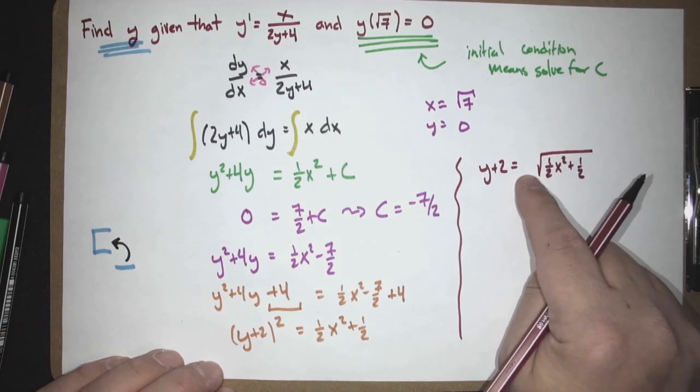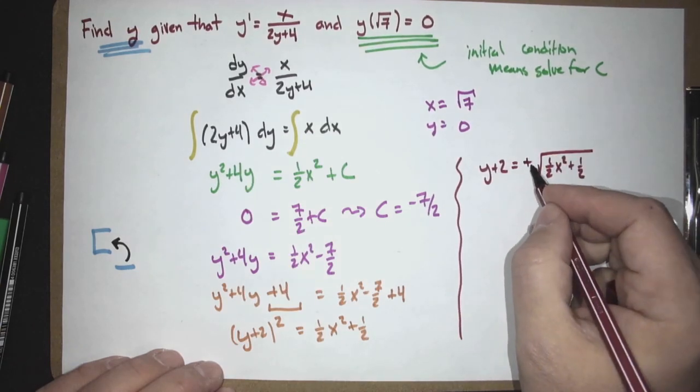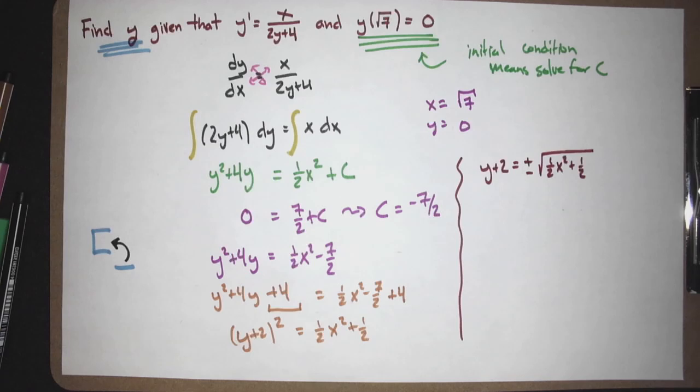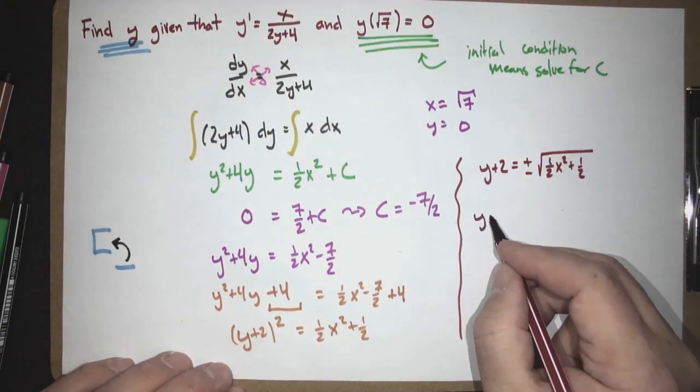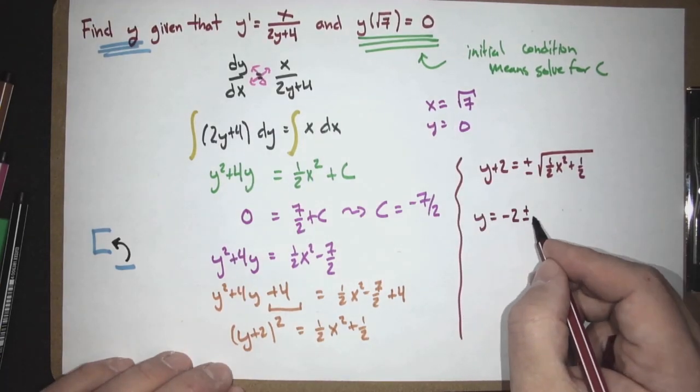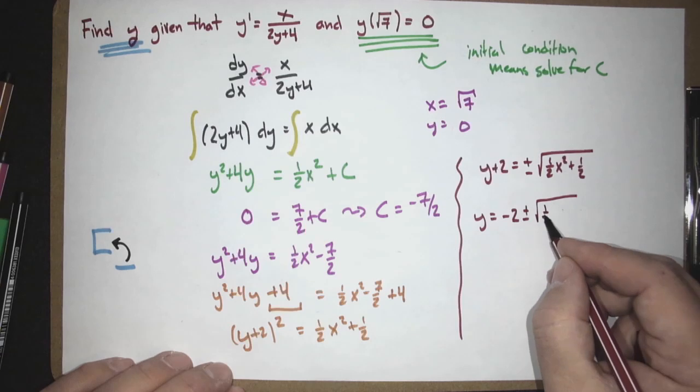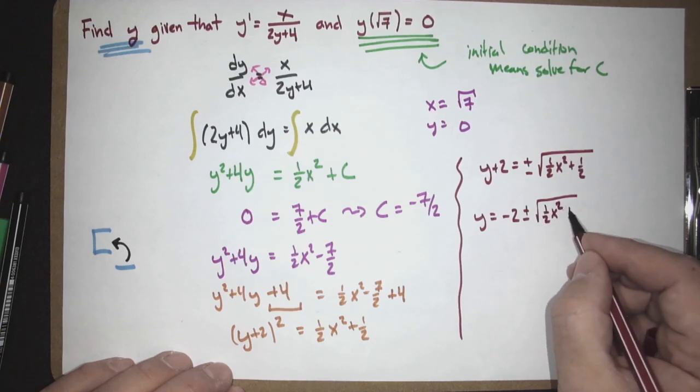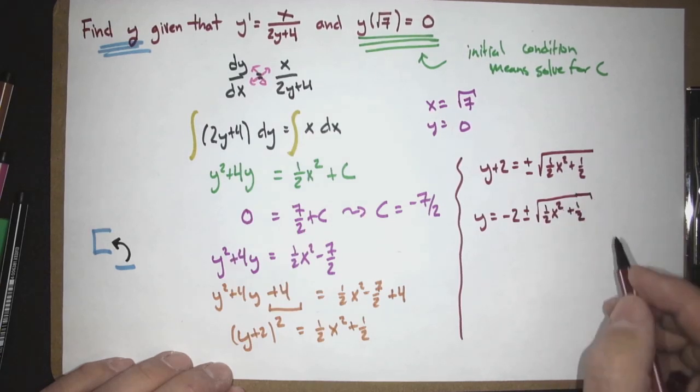But if you take a square root, there's 2 possibilities. Plus or minus. Now what? Subtract 2. So we get y equals negative 2 plus or minus the square root of 1/2 x squared plus 1/2. Now, is this our answer, and why not?